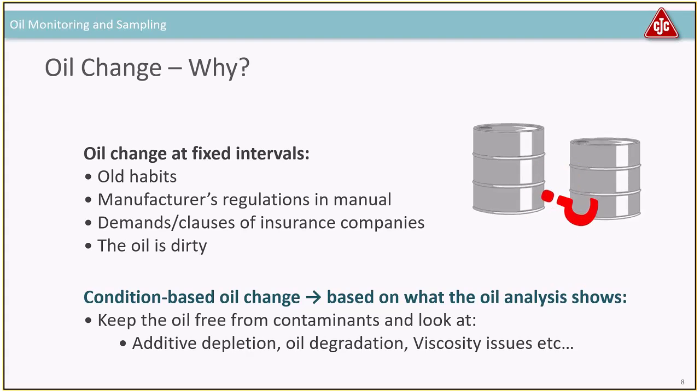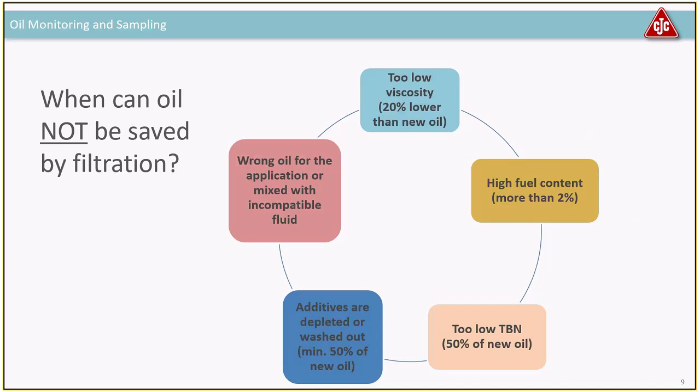And if that's depleted, you change the oil, or maybe do a sweetening only. But you don't need to just change because there was water or dirt in the oil. Of course, there are a few things that we cannot save by filtration. If you have a very low viscosity, like 20% lower than that of new oil, so let's say you have a gear oil with a 320 viscosity, now 20% of that is roughly 65. So if you're down at something like 250 in viscosity, you definitely need to change your oil.